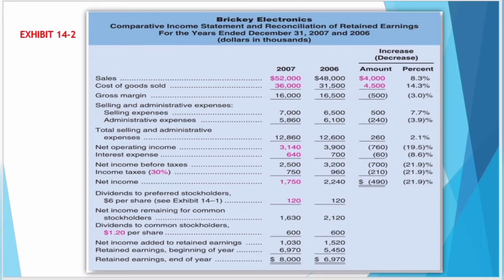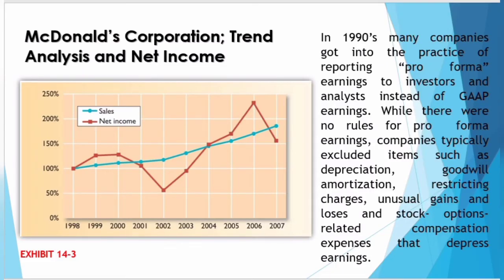In addition, horizontal analysis can be even more useful when data from a number of years are used to compute trend percentage. Now to compute trend percentage, a base year is selected and the data for all years are stated as percentage of that base year. So next is the McDonald's Corporation Trend Analysis and Net Income.